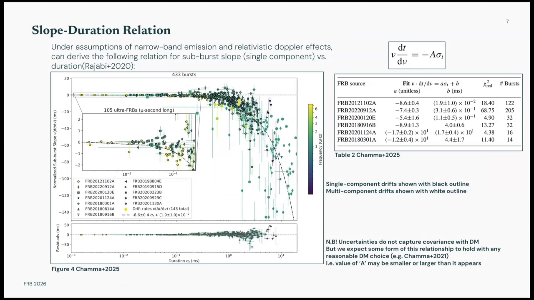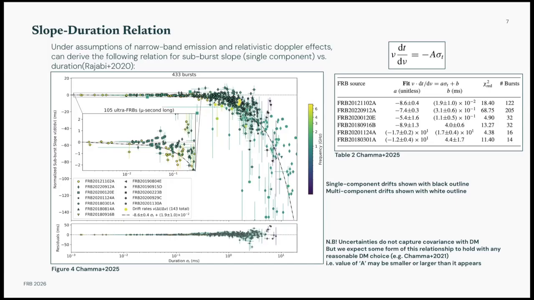So the slope is on the y-axis, duration on the x-axis, and the points in the black outlines are single components, and then I've also overlaid white outline points for drifts with multiple components, so the regular drift rate that you're used to thinking about. And then the dashed dot line is the fit to the data from 121102 based on our model, scaled by that fit parameter A.